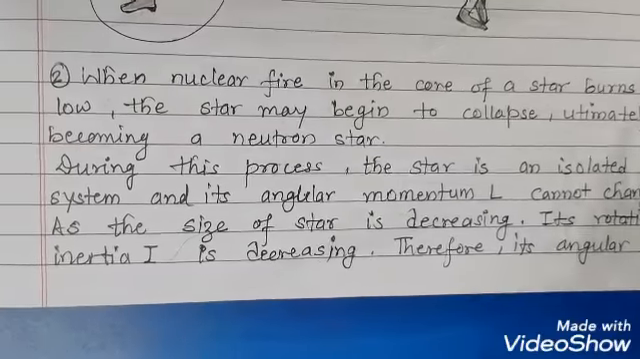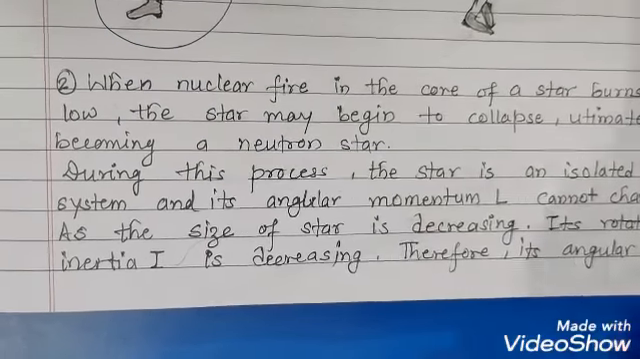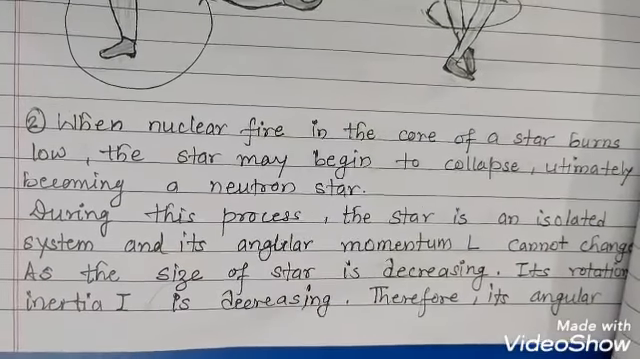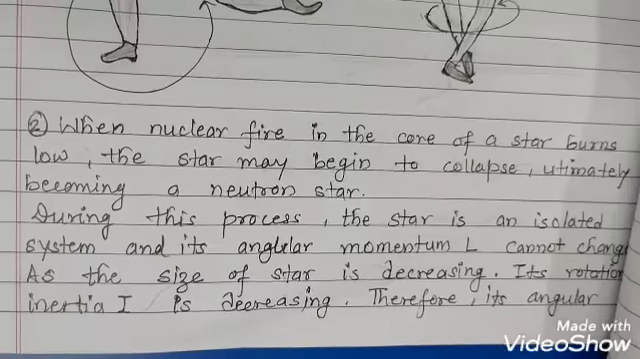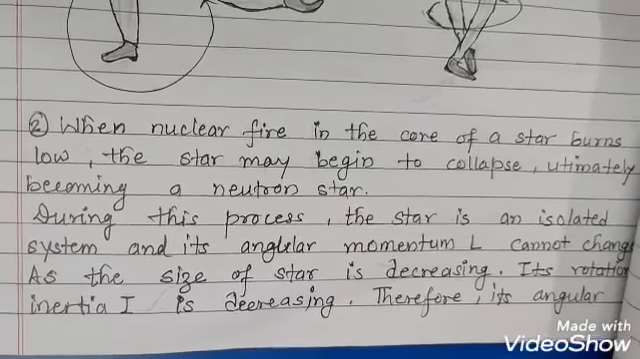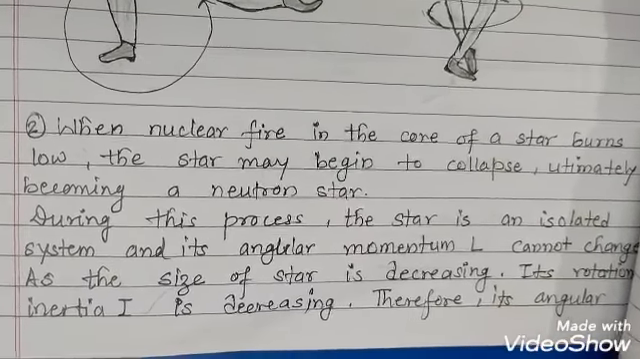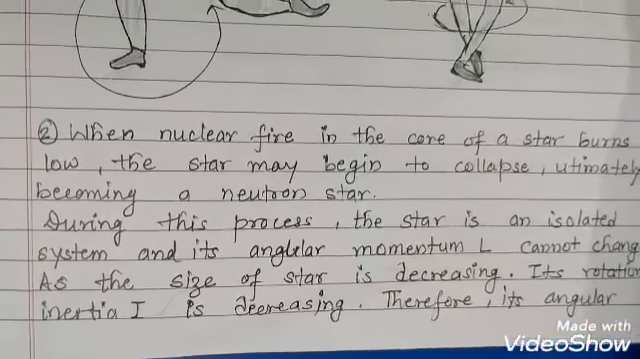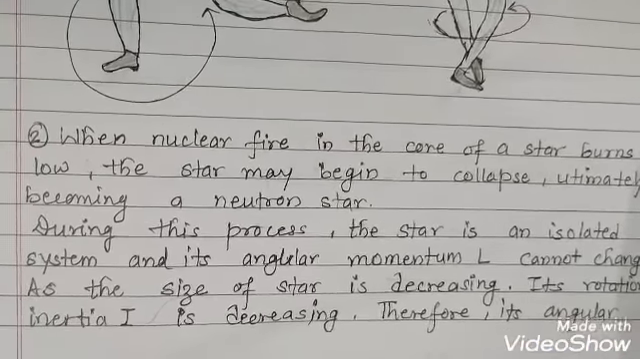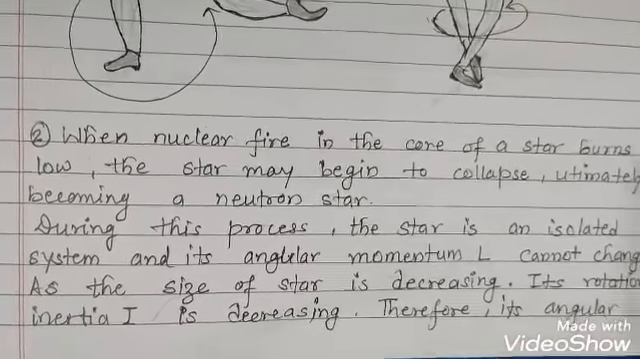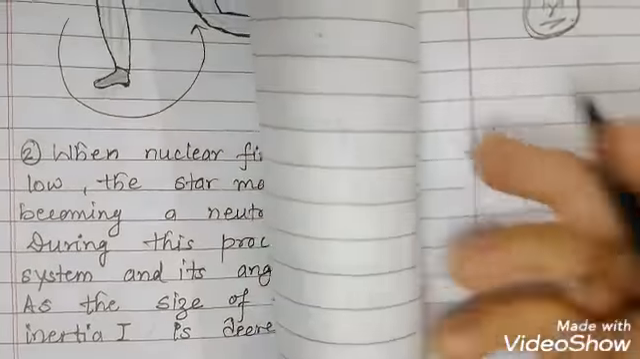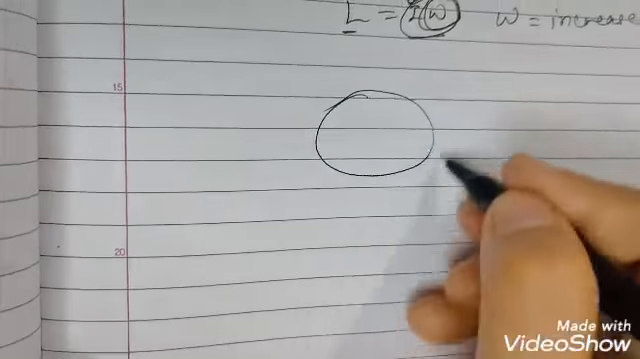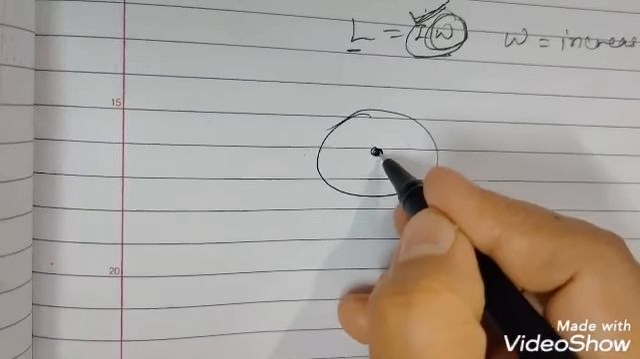Here you will see, when nuclear fire in the core of a star burns low, the star may begin to collapse, ultimately becoming a neutron star. During this process, the star is an isolated system and its angular momentum L cannot change. As the size of the star decreases, its rotational inertia I is decreasing, and therefore its angular velocity will increase greatly.